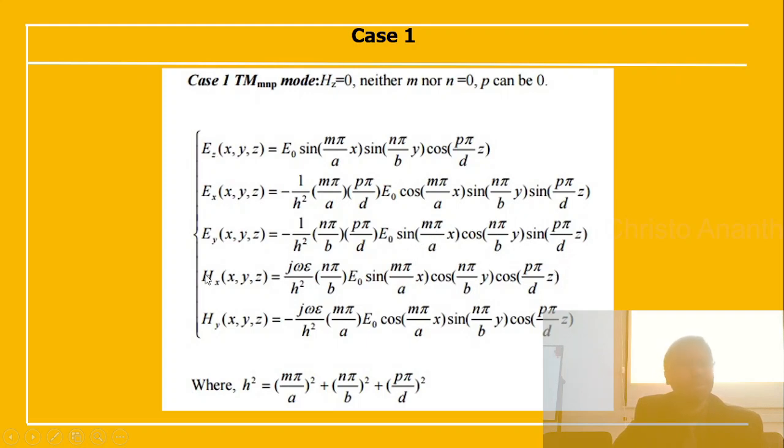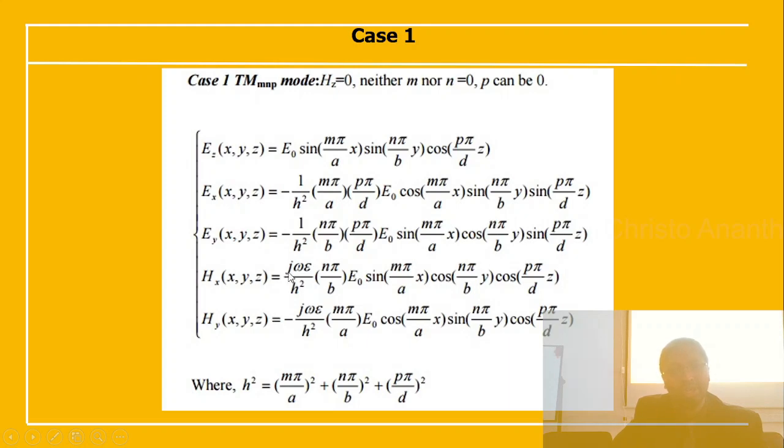Then similarly the magnetic field, X Y Z. So it will be J omega by H square epsilon, N pi by B, E naught, sine value, cosine value, cosine value, exactly opposite to what you saw in the electric field. And similarly the HY value would be exactly what you saw in this EY value.